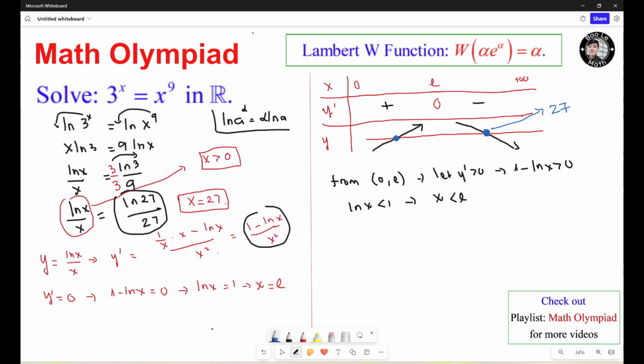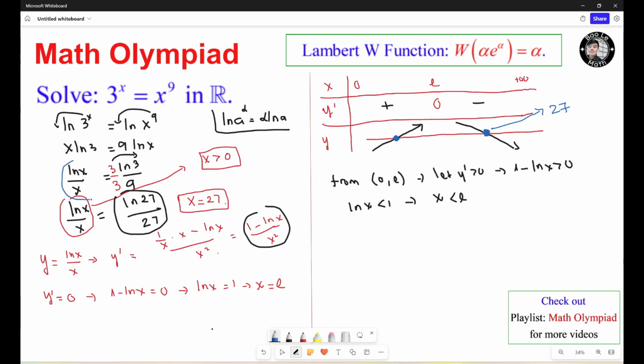So we need to use the Lambert W function to find this solution right here. So how do we do it? We need to turn this guy into this form right here. Alright, so how do we do it? So let's start right here. So I start from here.